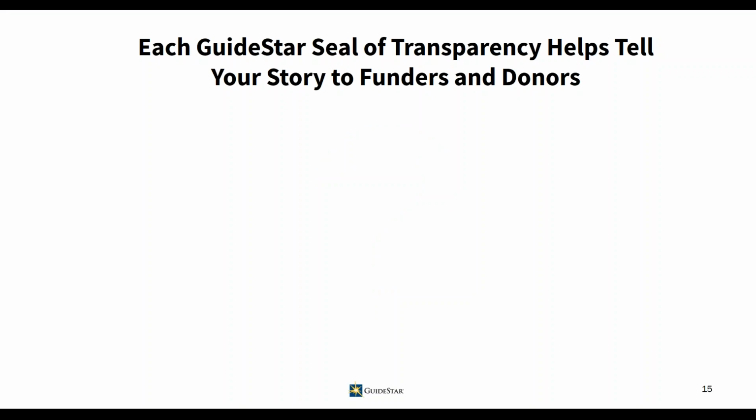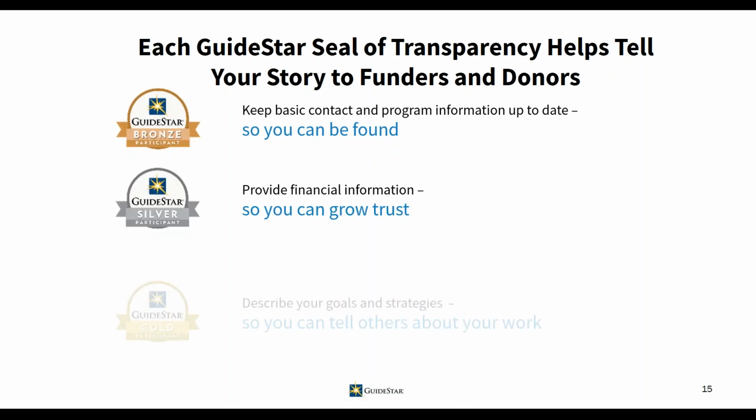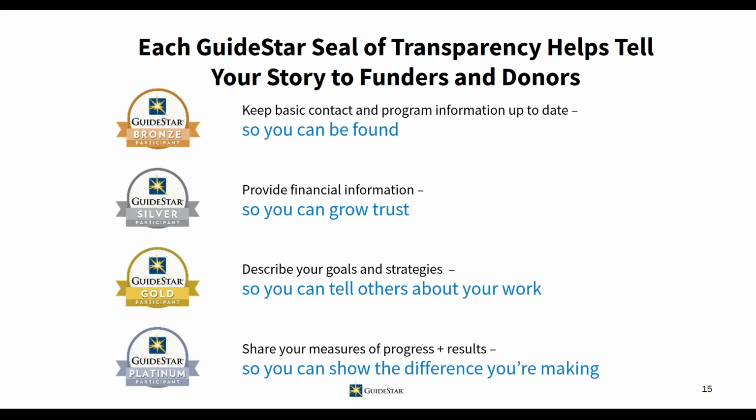All right. So the GuideStar Seals of Transparency, first and foremost, are not a rating. There are 4 of them: bronze, silver, gold, and platinum. Each level is a step further in telling your organization's full story. And more importantly, each step is completely free to achieve. It just takes a little bit of time.